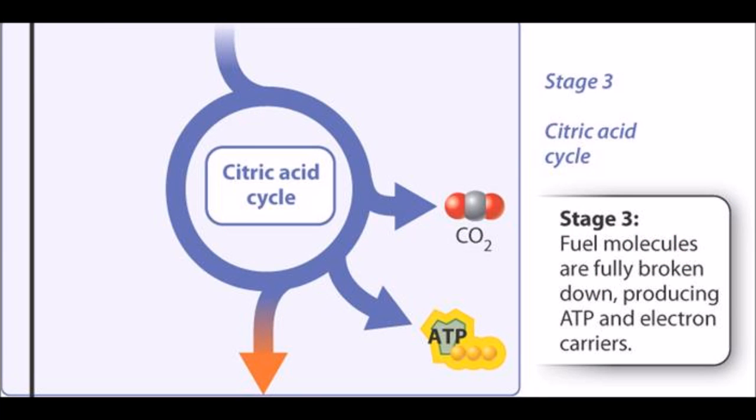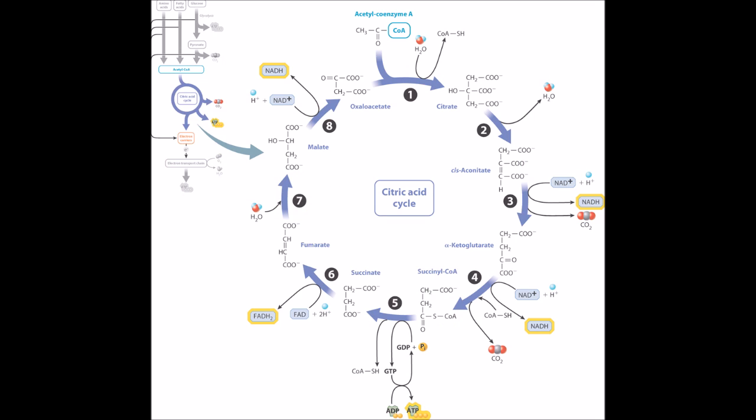Stage 3 of cellular respiration is the citric acid cycle, where fuel molecules are broken down, which produces ATP and electron carriers. It takes place in the mitochondria. The citric acid cycle is the transfer of hydrogen protons and electrons to NADH. The citric acid cycle is called a cycle because the starting molecule, oxaloacetate, is regenerated at the end of the cycle. There is a release of CO2 throughout the cycle. This is where the carbon dioxide we exhale comes from. Energy that is released in the cycle is then transferred to NADH.